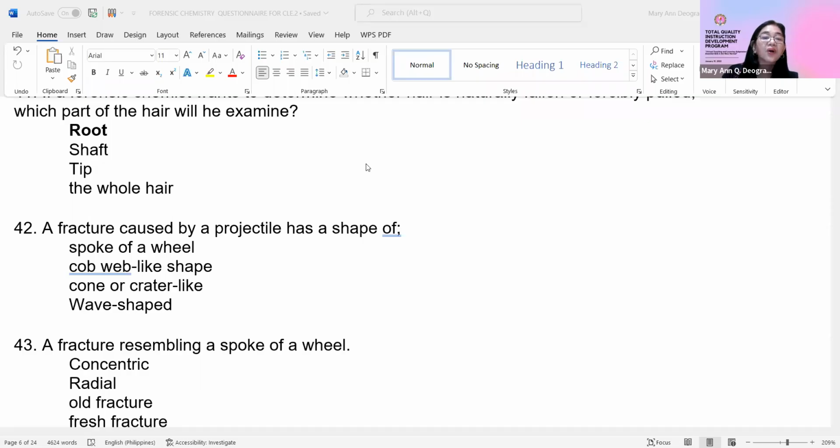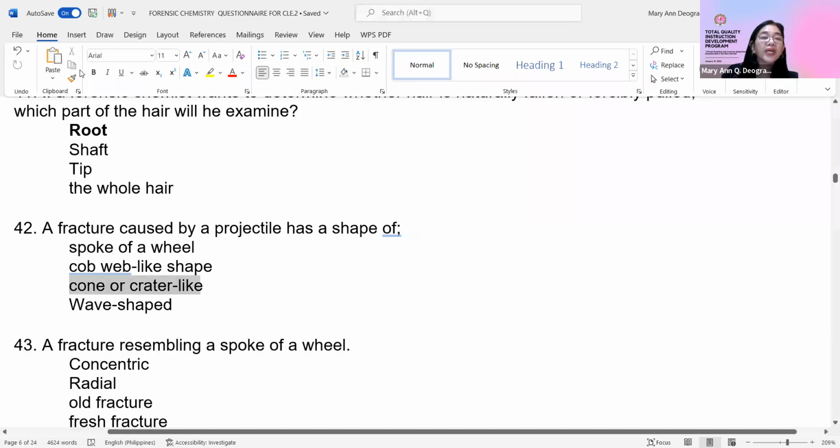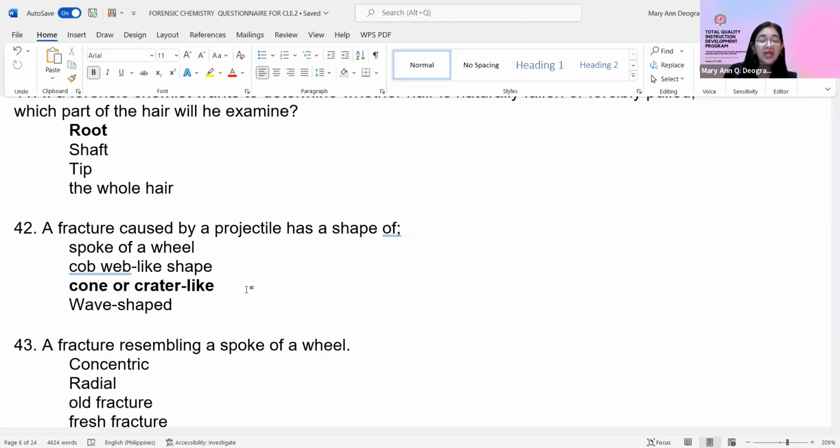Yes, the cone or the crater-like. When a projectile or a bullet strikes a glass pane, it will not produce the radial or the concentric cracks. However, what it will produce is the crater-like shape, wherein the entrance is smaller and the exit is a larger hole. A cone lying on its side, like that.